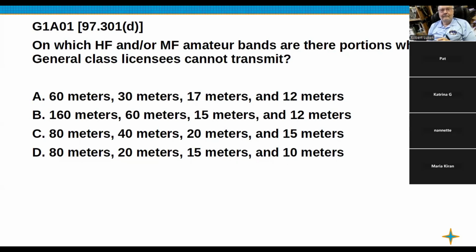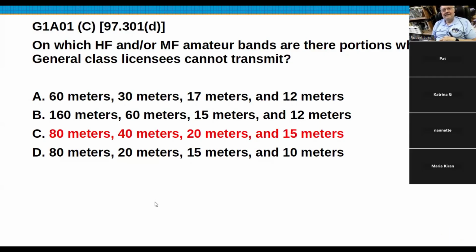A. Any other volunteers? Oh, well. C? We have a winner. Yay. Remember, that's the C. The ones I did in yellow, 80, 40, 20, and 15. They all have those little bands in the middle for extra and advanced. So you cannot operate in those areas.